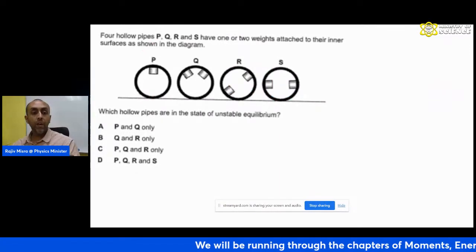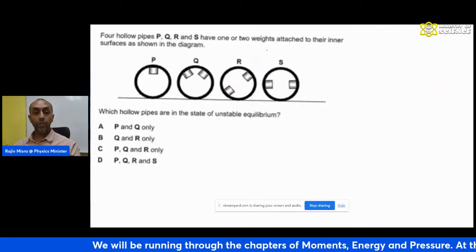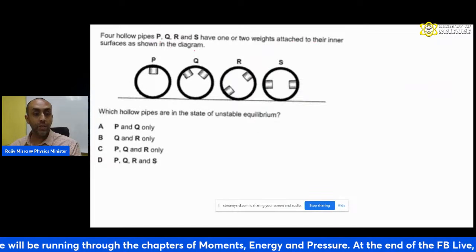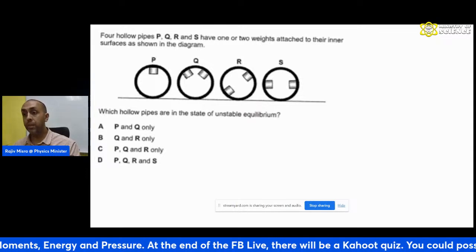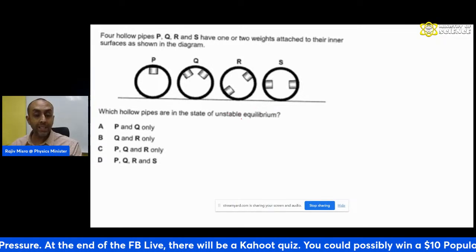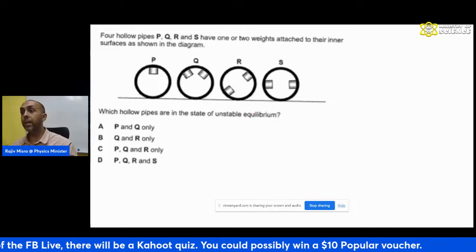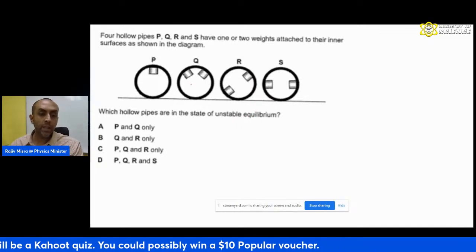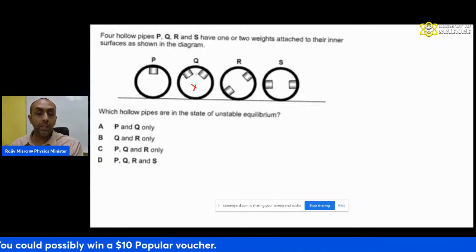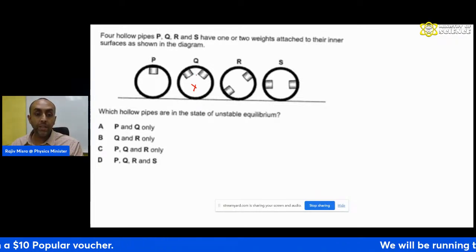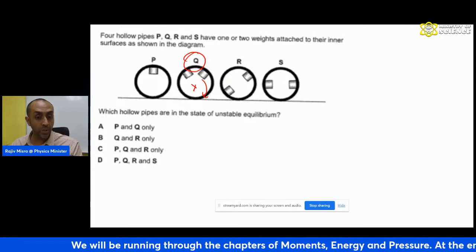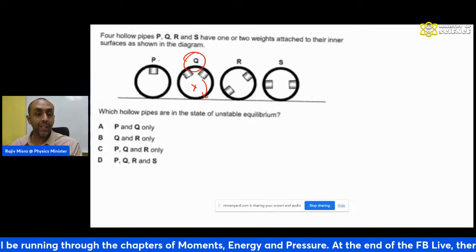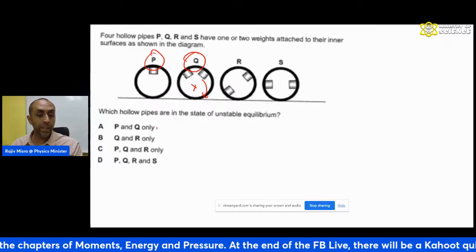Now for this, four hollow pipes, P, Q, R, and S have one or two weights attached to their inner surface as shown in the diagram. Which hollow pipes are in the state of unstable equilibrium? Now take note that if you say it's unstable equilibrium, we are looking for something where it will fall over. That means the pivot is more or less in the center. If you have two objects here, that means your center of gravity is above the pivot. So that means it will topple over easily. So I'll go with the answer, most probably Q. Q is highly likely. P also likely. So I'll go P and Q.